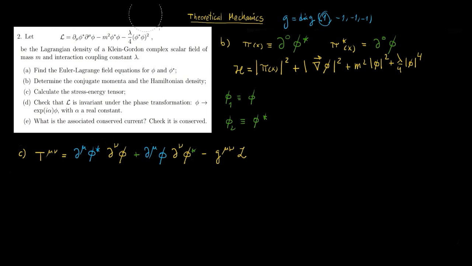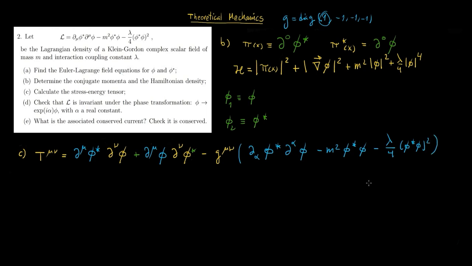And now let's substitute L. It will give us partial mu phi star partial mu phi. Let's change this mu to another index, alpha, for instance, so we don't get confused with this mu and this nu. Okay, minus m squared phi star phi minus lambda over 4 (phi star phi) squared.